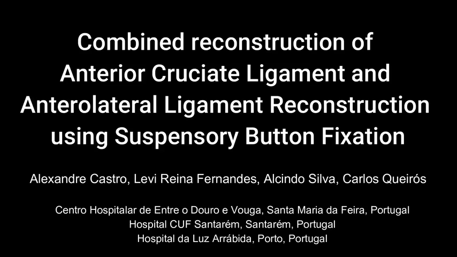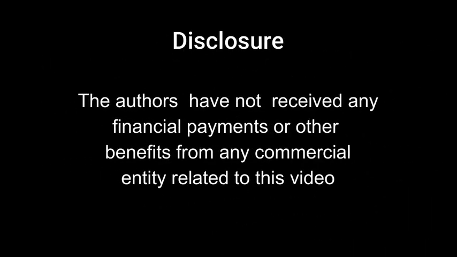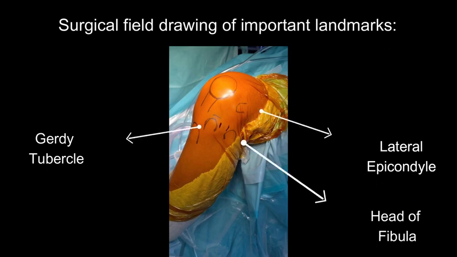Combined reconstruction of the anterior cruciate ligament and anterolateral ligament using suspensory button fixation. The patient is positioned in the supine position with the foot and thigh holder. The fibula head, anterior tubercle, and the lateral epicondyle are marked.